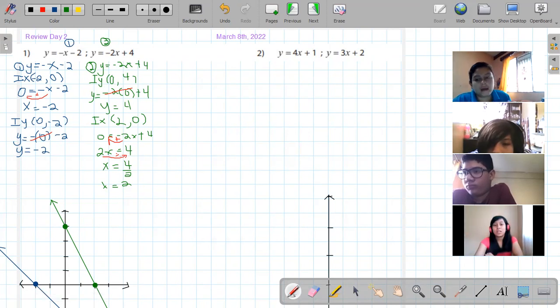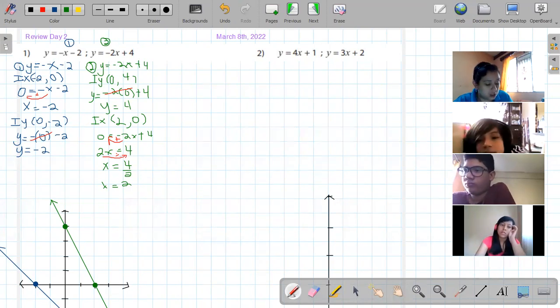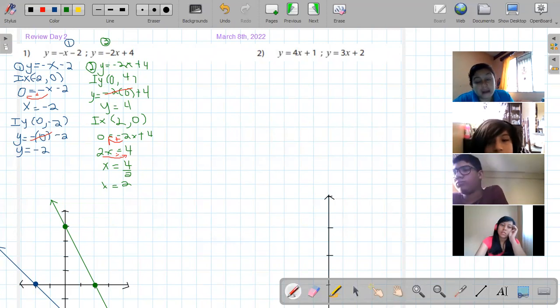Okay, but we did that already. We know that it is one solution. We did it from the beginning because 4 and 3 are not the same, so it is not no solution. And since 4 and 3 are not the same and 1 and 2 are not the same, it's not infinitely many solutions either. So we know it is one solution. What is the next step?